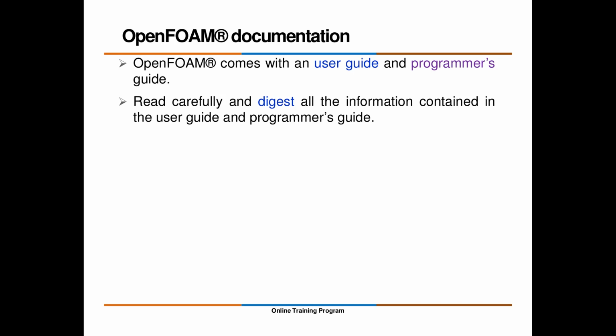Maybe the user guide covers something like 250 or 300 pages. It's very simple, but it gives you the brief idea. In the same way, the programming guide is very, very important when we go to programming mode. It also has something like 300 pages or so, and it covers very, very fundamental aspects of OpenFOAM.